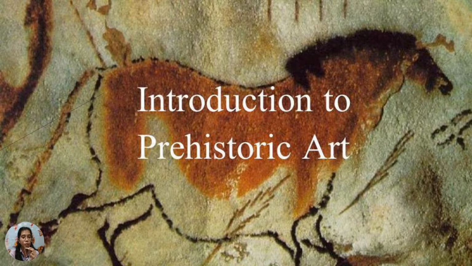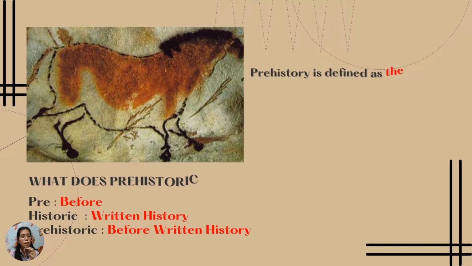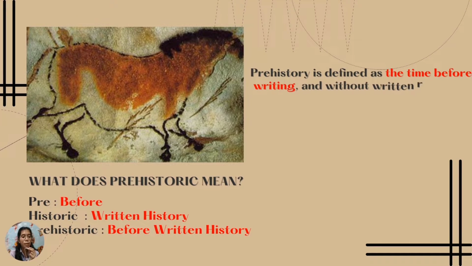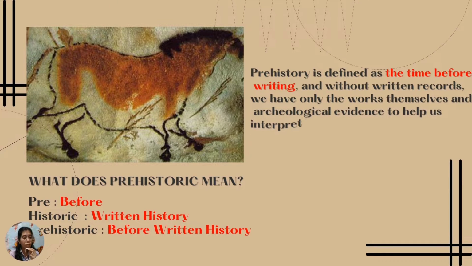So, introduction to prehistoric art. What does prehistoric mean? Pre means before, historic means written history, and prehistoric means before written history. Prehistoric is defined as the time before writing, and without written records, we have only the works themselves and archaeological evidence to help us interpret them. Prehistoric art refers to artifacts made before there was a written record, long before the oldest written languages were developed. People had become expert at creating forms that were both practical and beautiful.